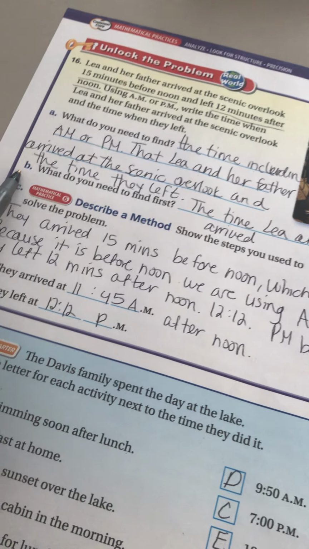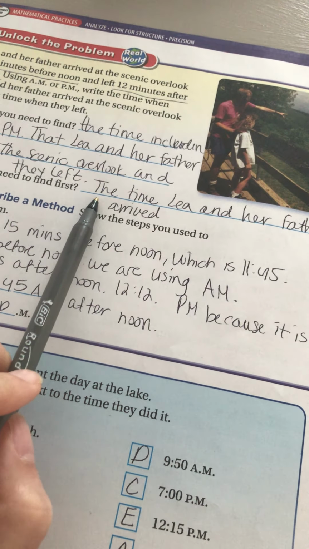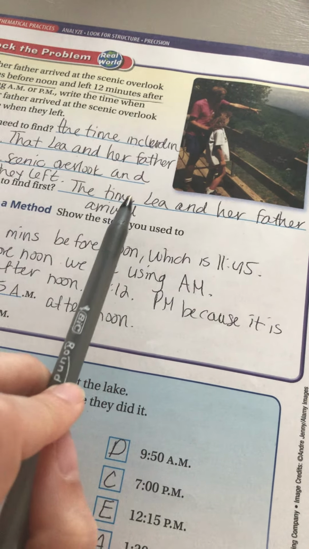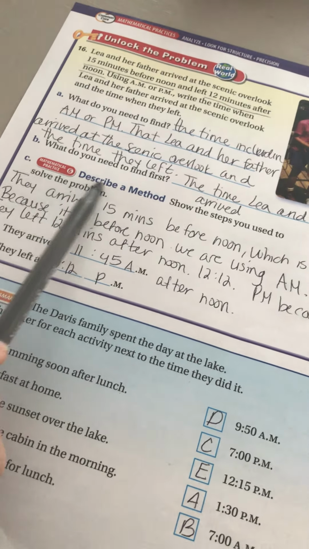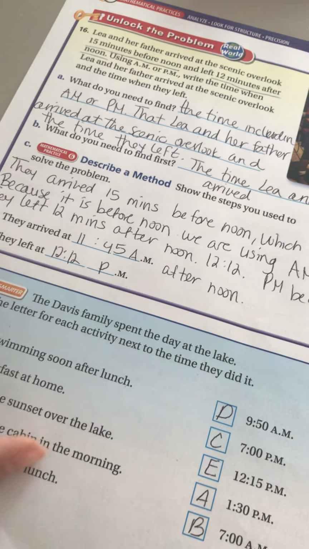Part B says, what do you need to find first? Well, the first thing we need to find is the time Leah and her father arrived. Part C, describe a method. Show the steps you use to solve the problem.